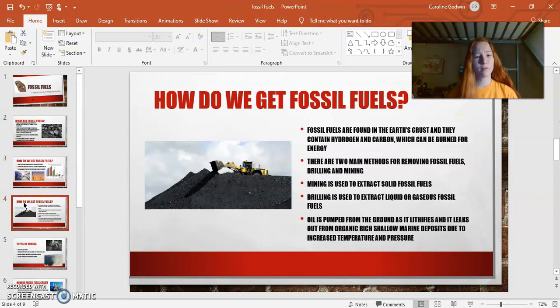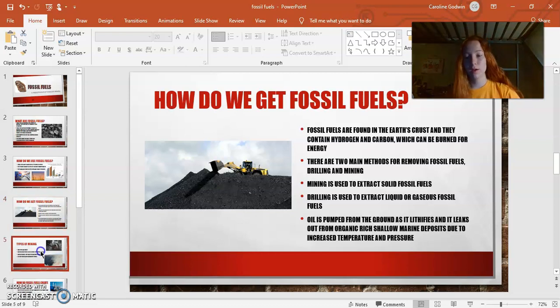So how do we get fossil fuels? Fossil fuels are found in the Earth's crust, and they contain hydrogen and carbon, which can be burned for energy. There are two main methods for removing fossil fuels: drilling and mining. Mining is used to extract solid fossil fuels. Drilling is used to extract liquid or gaseous fossil fuels. Oil, for example, is pumped from the ground as it lithifies, and it leaks out from organic rich shallow marine deposits due to increased temperature and pressure.